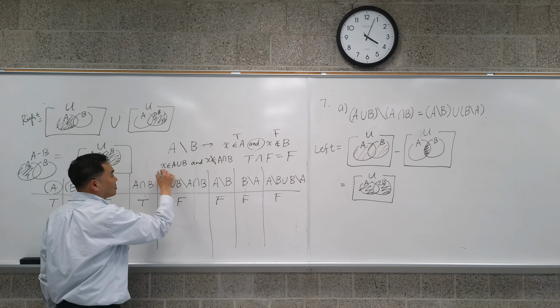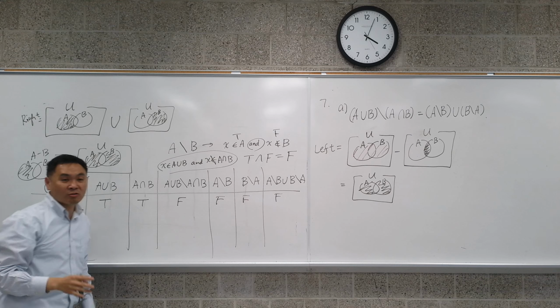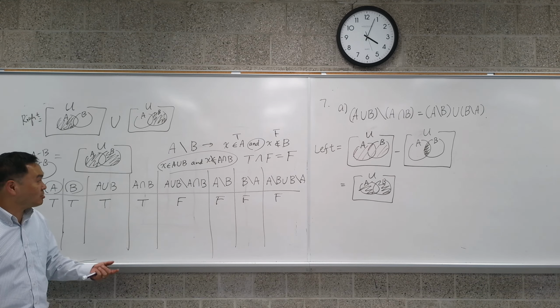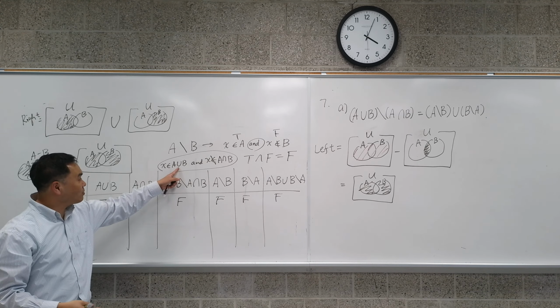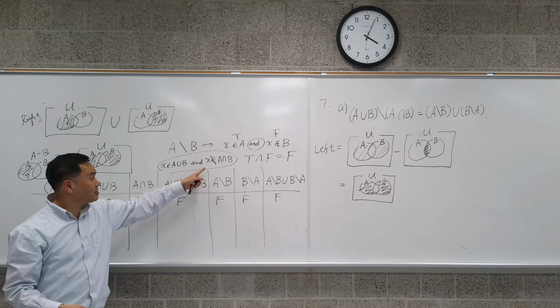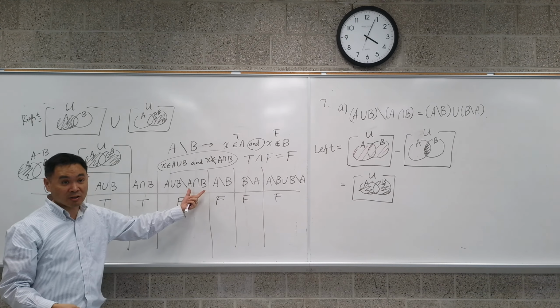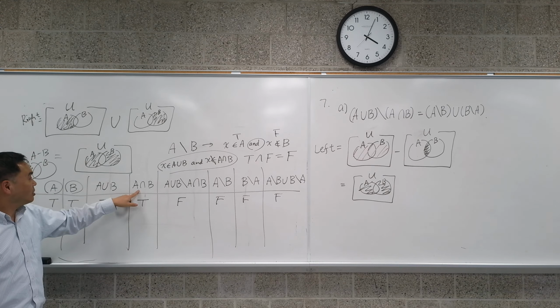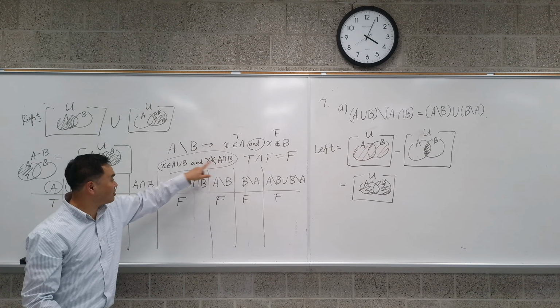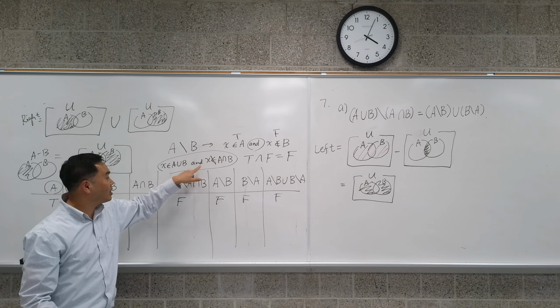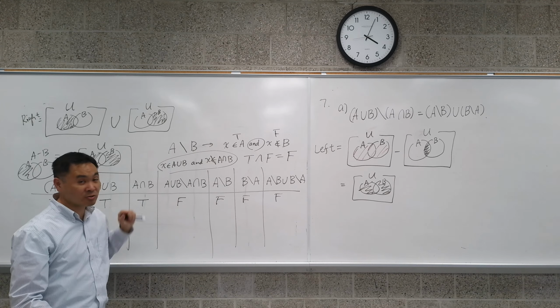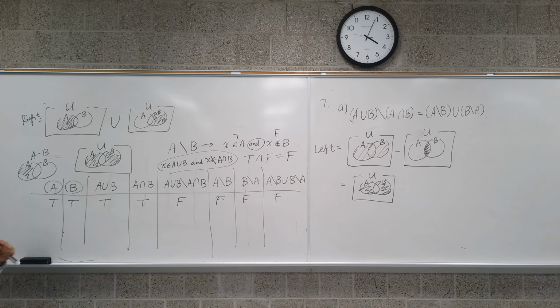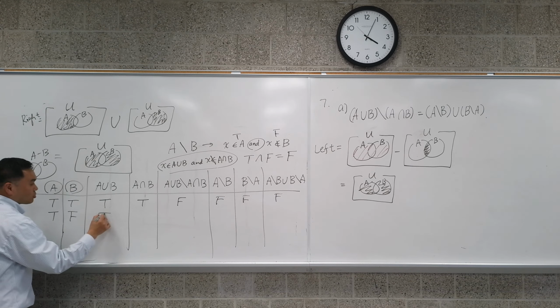To subtract away another set means you're collecting the things that are in the first set but not in the second set. That's what this minus means, right? But we already established that X is in both. So this is true and this is false. And again, you're doing AND, therefore it's false. Is that okay? And then you go TF. In that case, this is true, that's false.